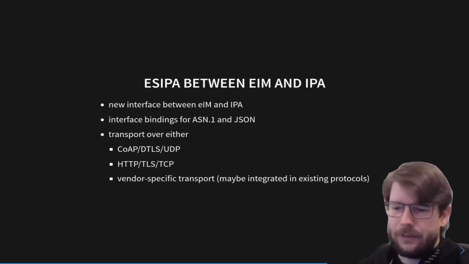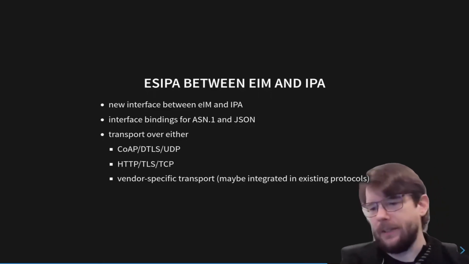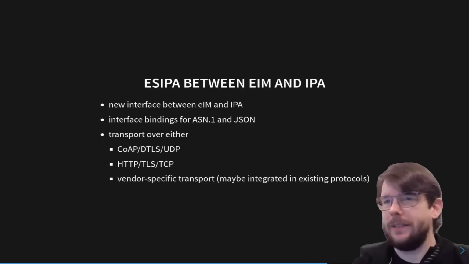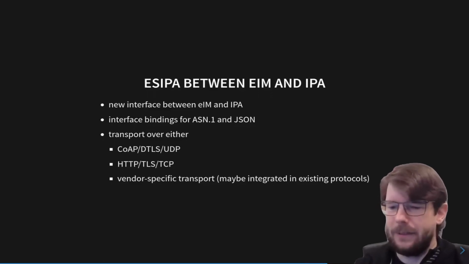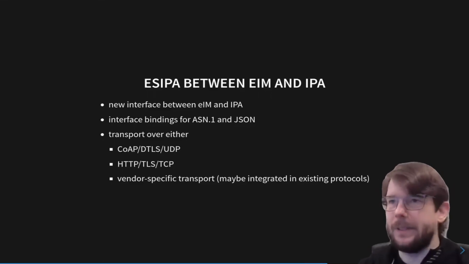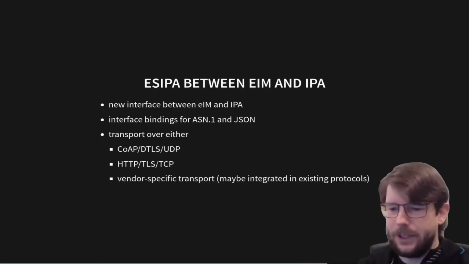There's also the option for vendor-specific transport. So, for example, you already have some kind of vendor-specific protocol between your IoT device and your backend servers. Then you can just add the transport of eSIPA packages in your custom protocol, and have an EIM that can speak that custom protocol, and likewise the IPA that can speak that custom protocol. So there is provisioning for proprietary or vendor-specific transport channels here.